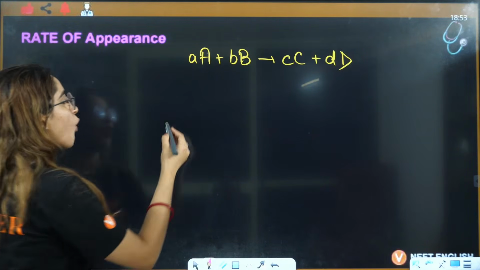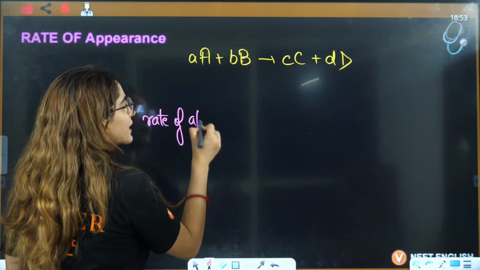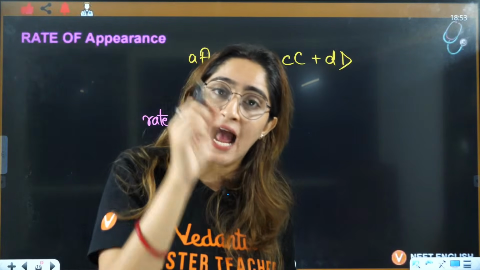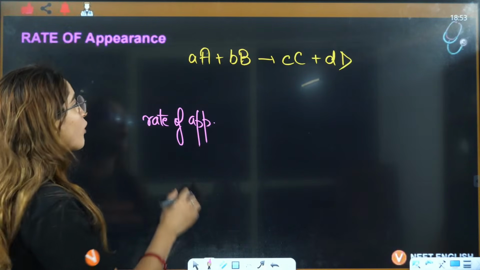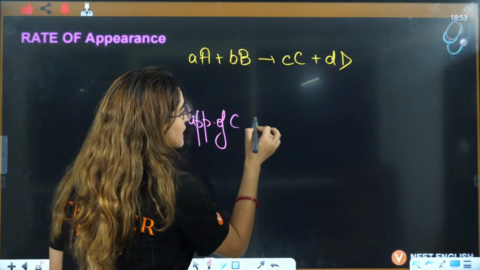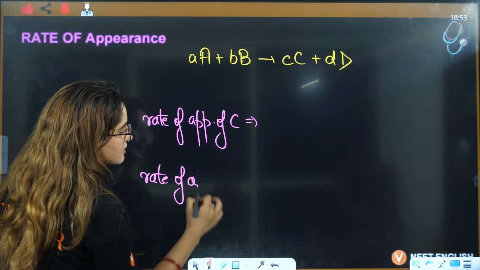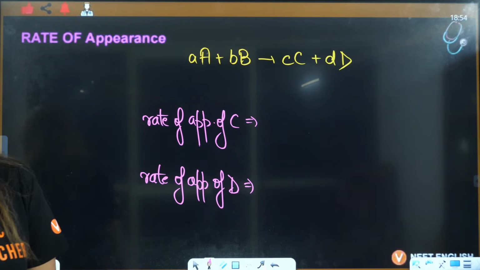So whenever I want to write the rate of appearance, now rate of appearance will be for a specific reactant or product. Now products are getting appeared, so I am talking about rate of appearance of C, and here I am talking about rate of appearance of D. Okay, everybody? Yes, everybody?